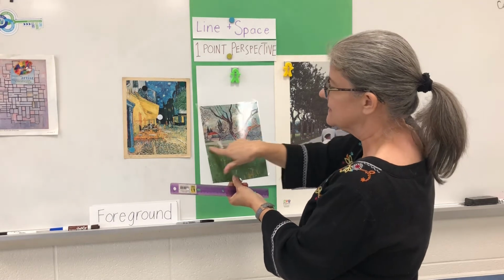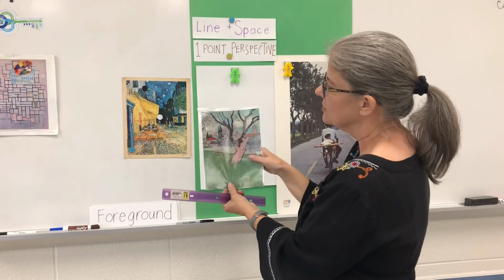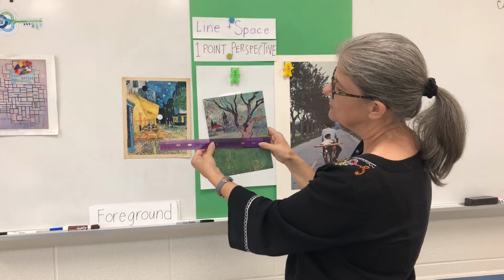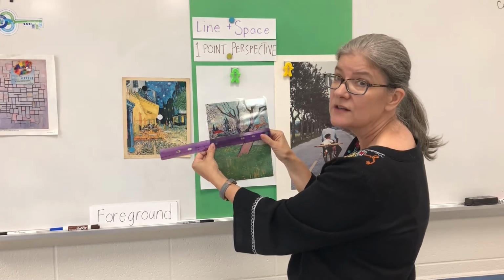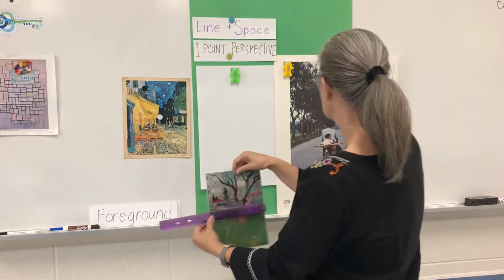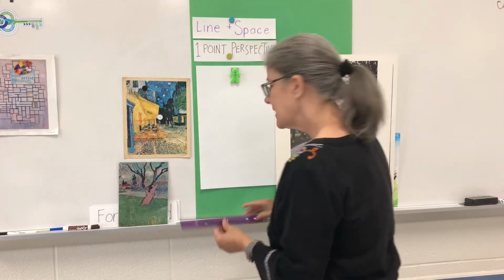Here's the left side of the road or the street, the right side emerges over here, and if I kept going, I promise you these lines would eventually come together at 1 point. So I'm going to teach you how to draw like this today, and I'm going to get started.